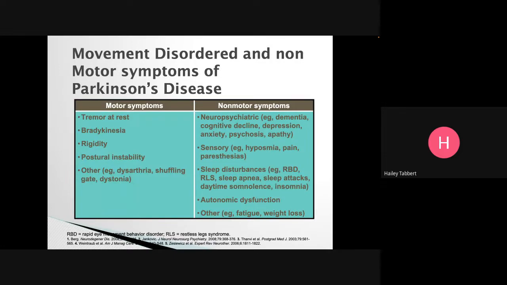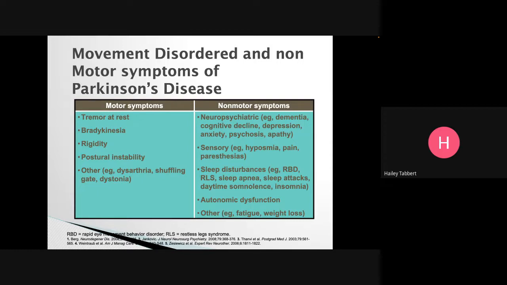So this is, again, just breaking down that previous slide. It's divided between motor and non-motor symptoms. So the motor: tremors, bradykinesia, rigidity, postural instability, shuffling gait, like we saw in that video. Non-motor symptoms include neuropsychiatric symptoms like dementia, declines in cognition, depression, anxiety, psychosis, apathy, sensory symptoms as well, like paresthesias, pain, sleep disturbances.